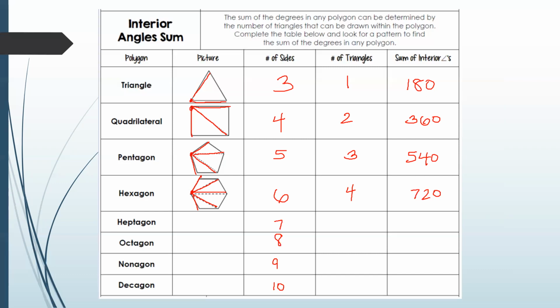How many triangles can you create in each of these? Maybe you already see the pattern. You see the pattern for the sum of interior angles? See if you can fill those in, and then we'll fill them in together. So try that now.